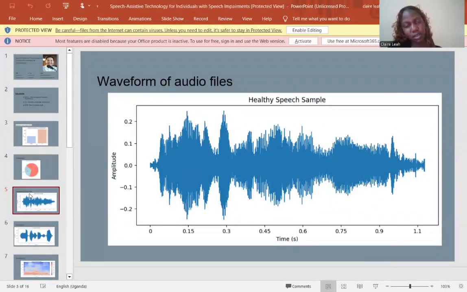So these are the samples. First of all, the healthy data set, their voices from the healthy people. You can hear, okay, those voices are accurate. The waveform, this one, represents the healthy speech file. And as shown, on the x-axis there is time, and on the y-axis we have the amplitude of the audio signal.